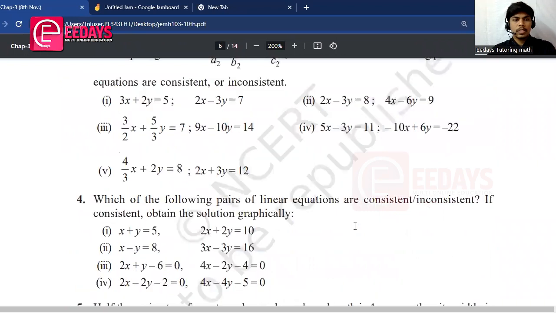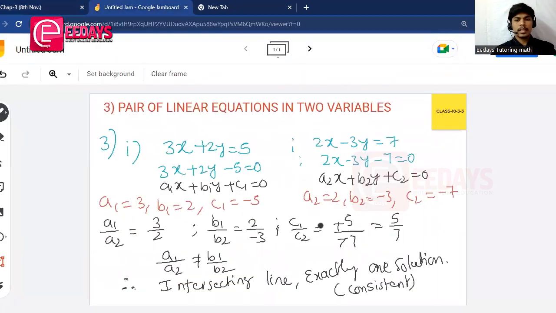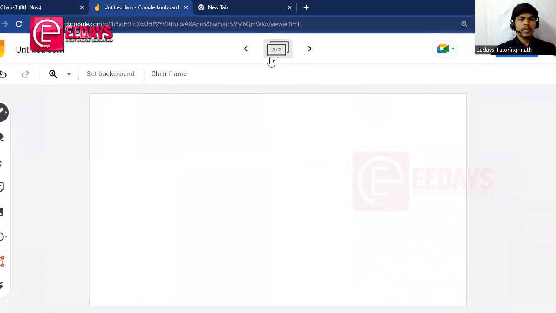Here in the third question they are asking consistent or inconsistent. That's why we need to prove. So a1 by a2 is not equal to b1 by b2, hence it is consistent. Let's solve the next question.